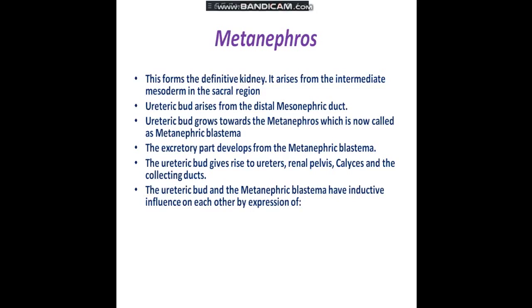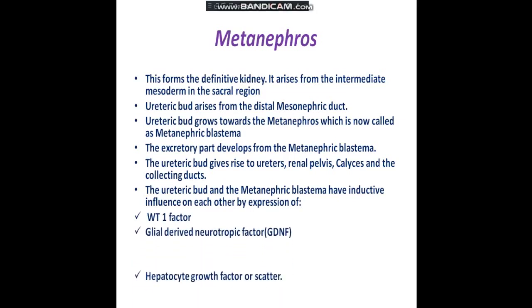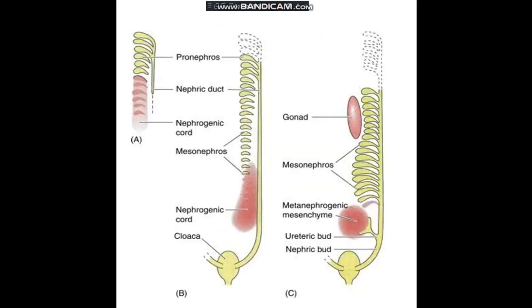on the other hand, has an inductive influence on the ureteric bud to cause its divisions and redivisions, forming the different collecting units. And this happens because of the expression of certain factors by both the ureteric bud and the metanephric blastema, and these factors are WT1 factor, glial derived neurotrophic factor, hepatocyte growth factor, which is also known as the scatter factor.